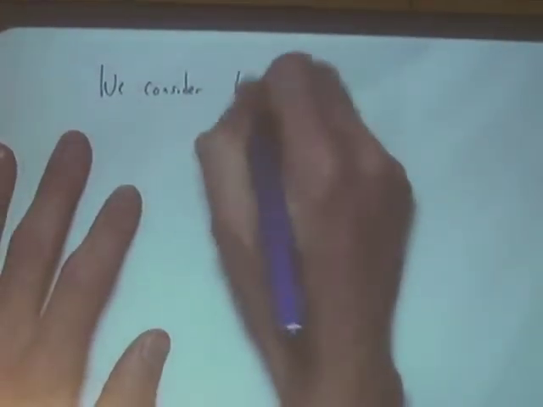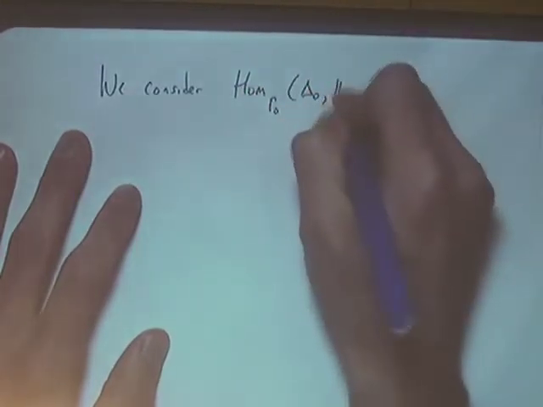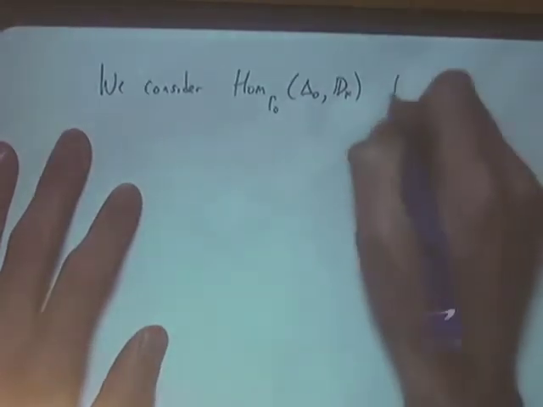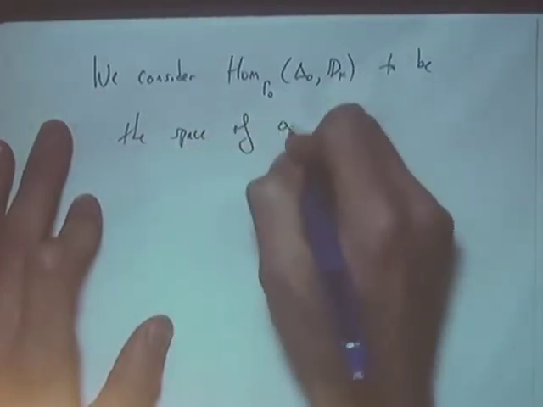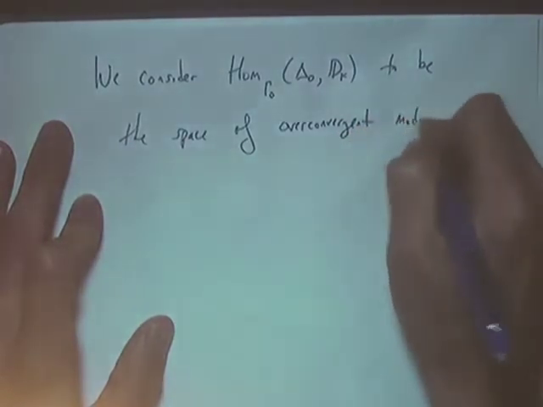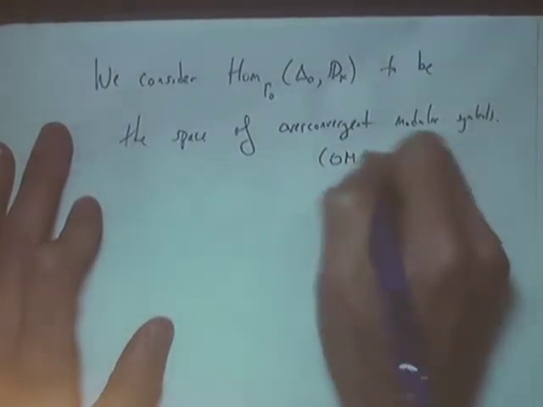Because I haven't written it down yet, so let me just write this down now. So we consider gamma 0, delta 0, dk. Remember, gamma 0 of np is to be the space of overconvergent modular symbols, I'll call them OMS, of weight k.